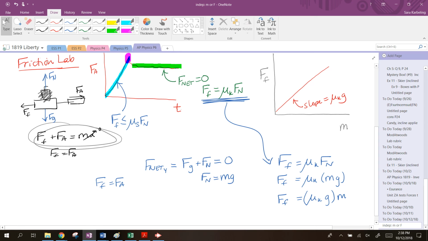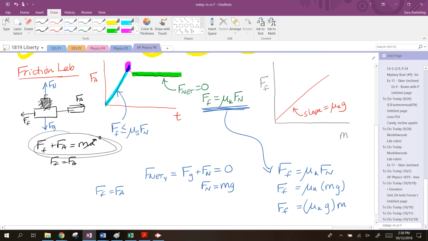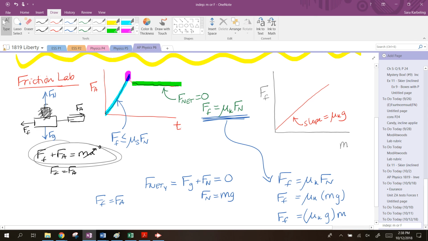Is that graph going to be steeper or less steep than this one? Steeper. Why steeper? 50-50 shot, I got it right, but now I have a follow-up question. Why steeper? Because it takes more applied force to overcome friction. Boom. There you go. Nice work. You got that.